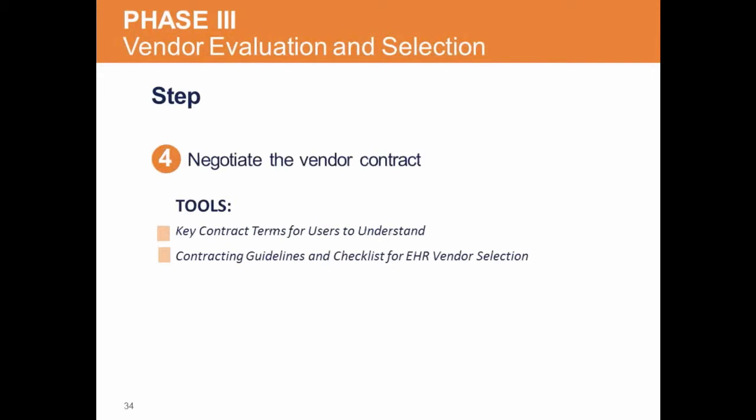Step 4 is negotiate the vendor contract. Vendors typically have their own contract, but keep in mind that the vendor's contract was developed by the EHR vendor's legal team with the intent of protecting the vendor. Most terms in the vendor contract are negotiable. You may want to consider securing the services of a health law attorney with knowledge of your specialty to account for specific contract terms and conditions you may not have anticipated.